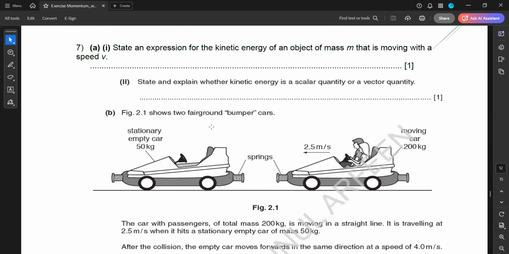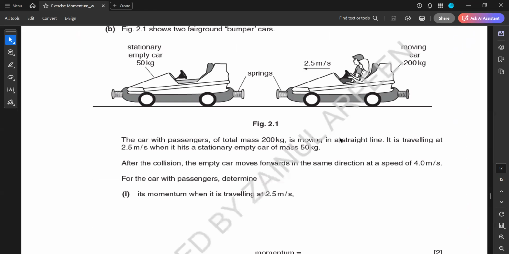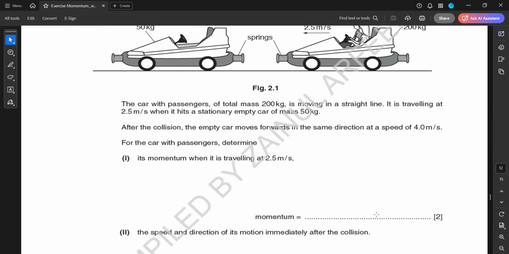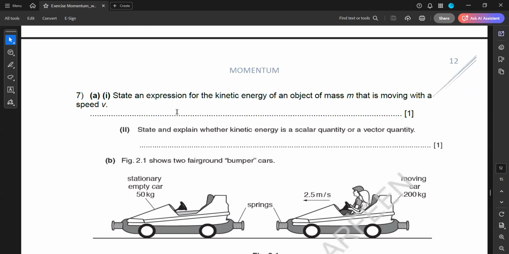Question 7, any doubt? Question 7, any part? A, B? Sir, I have a doubt in question number 7, part 1. Okay. So in question 7, state the expression for the kinetic energy of an object of mass m moving with the velocity v. So what is the expression for the kinetic energy? The kinetic energy is half mv square. That's the expression for the kinetic energy.